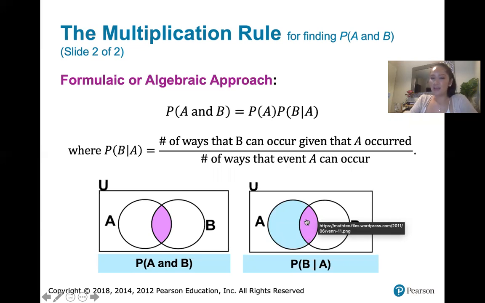And then you say, okay, in how many of those events could B occur? So we take the number of ways that B can occur given that A occurs, which is given by that intersection in the Venn diagram, and we divide by the number of ways that A can occur. So that's what that symbol means. But in practice, I'm not thinking of that. I'm thinking, let's take the probability of A and then multiply it by the probability of B occurring given that A has occurred.